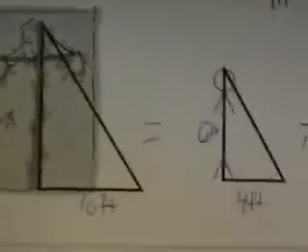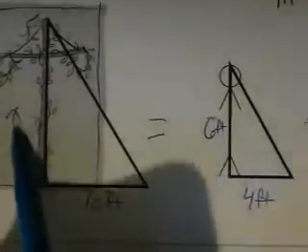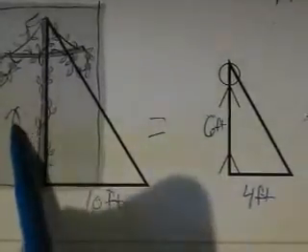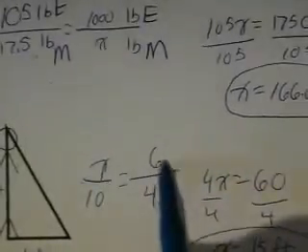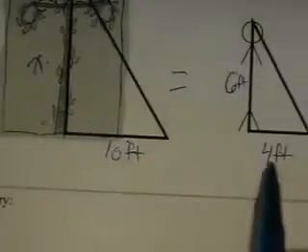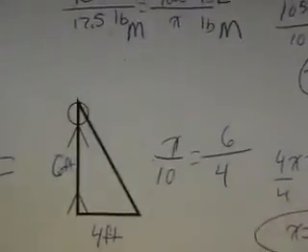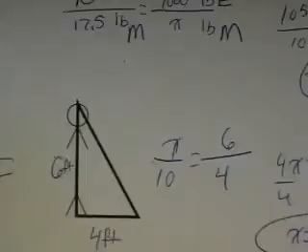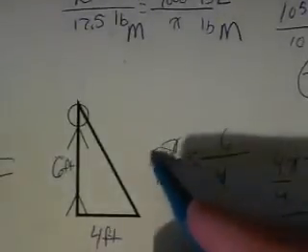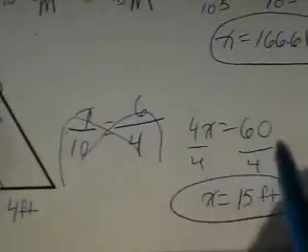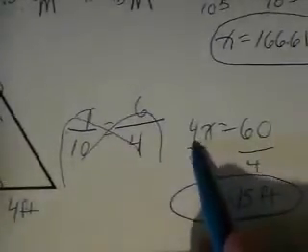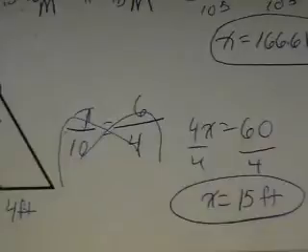If you have similar figures, such as these, when you set up your proportion, you make sure that you have corresponding sides matching up. X, 6, X, 6, 10, 4, 10, 4. And then you just simply cross multiply. Again, you multiply the diagonals, and then solve your one-step equation by dividing by the number next to the variable. And that is it.